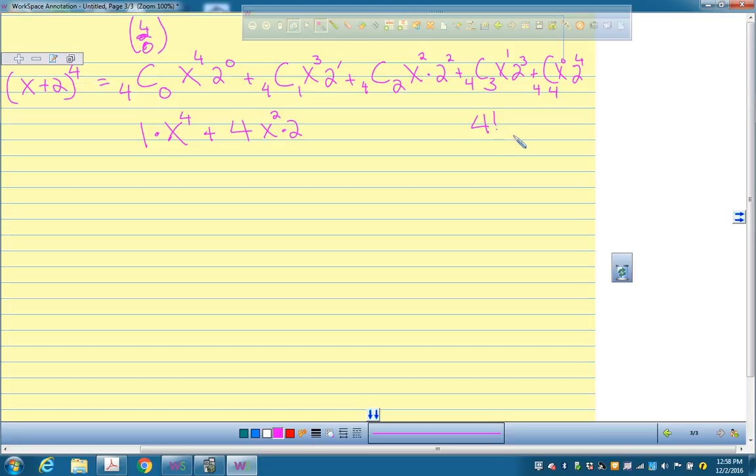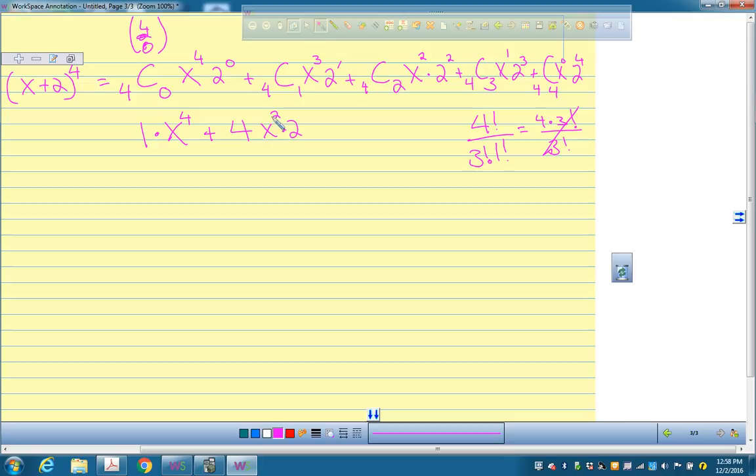If I didn't remember what 4 combination 1 is, you could do it like this: 4 factorial over n minus r factorial, so 3 factorial, and r factorial, 1 factorial. So that's equal to 4 times 3 factorial divided by 3 factorial, which is 4.